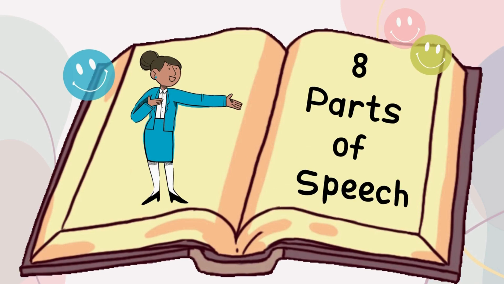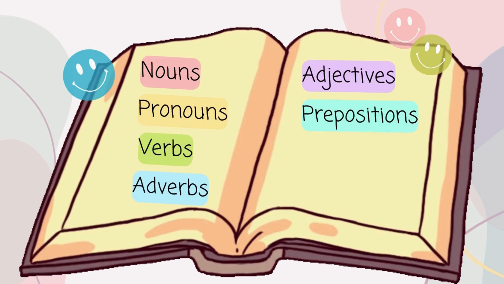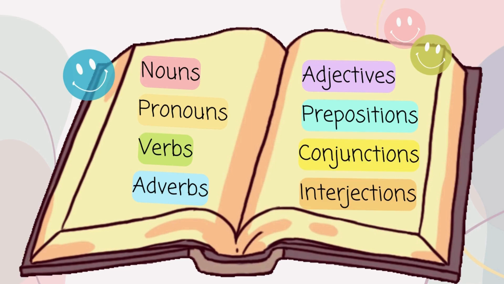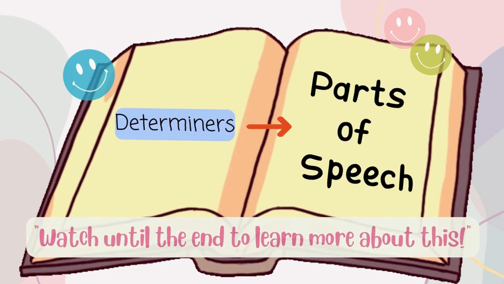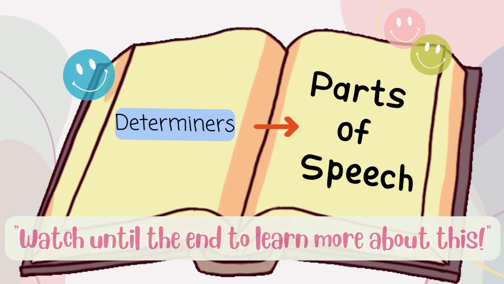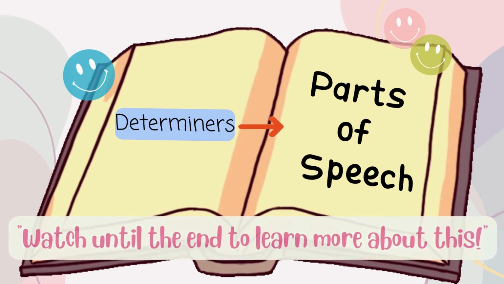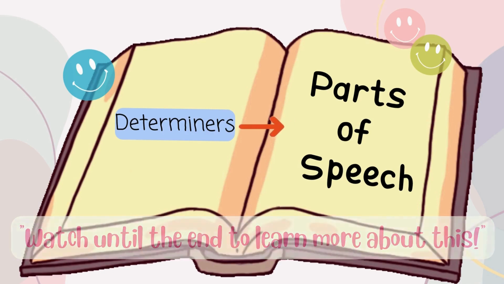Basically, there are 8 parts of speech in the English language: nouns, pronouns, verbs, adverbs, adjectives, prepositions, conjunctions, and interjections. Determiners. Determiners are another part of speech. They hold significant importance within a sentence. While some classify determiners as adjectives, they are also recognized as a distinct part of speech in modern grammar.